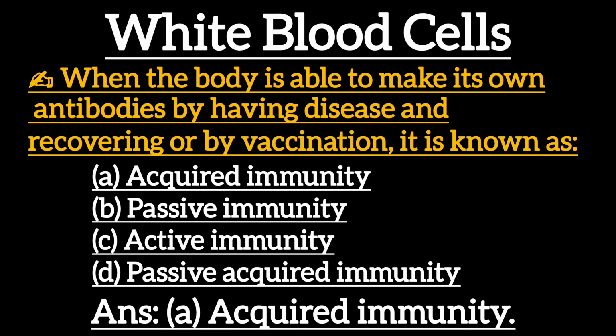Next one is when the body is able to make its own antibodies by having a disease and recovering, or by vaccination, it is known as option A, acquired immunity. Option B, passive immunity. Option C, active immunity. Option D, passive acquired immunity. Correct answer is option A, acquired immunity.